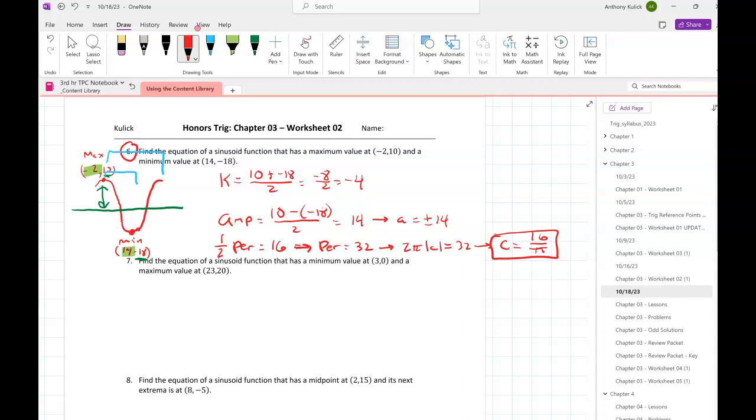So where does 16 come from? 32 divided by 2 pi, 32 divided by 2 is 16. But where's the 32 from? 32 is a period. How do we know that? Well, half of the period was 16, so a whole period is twice that.